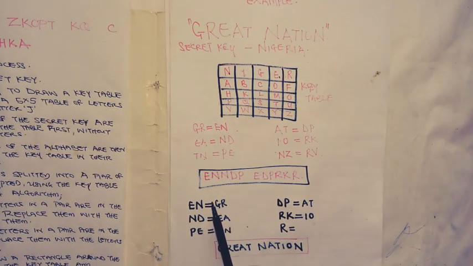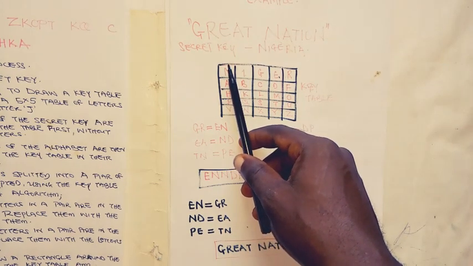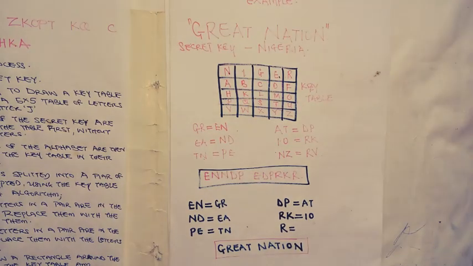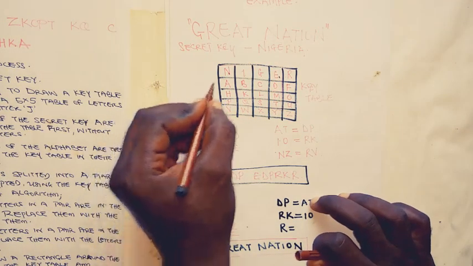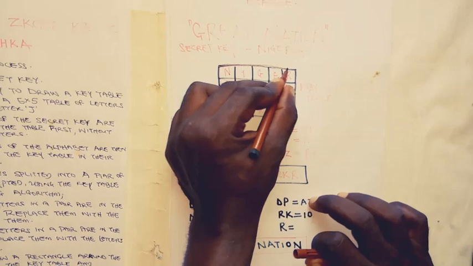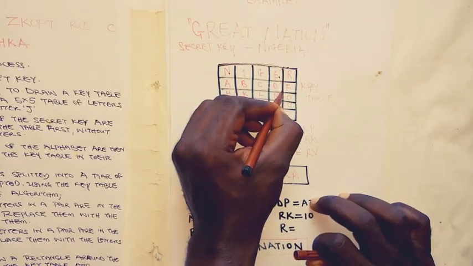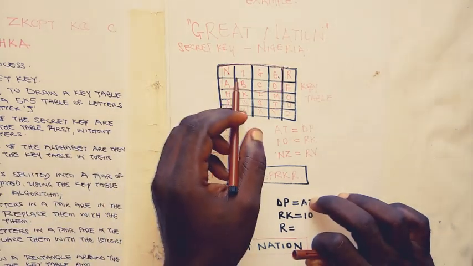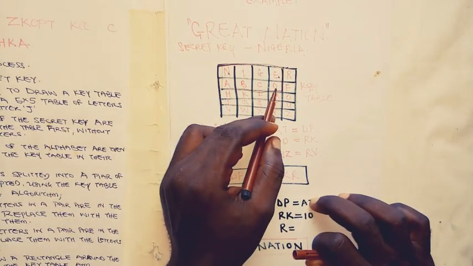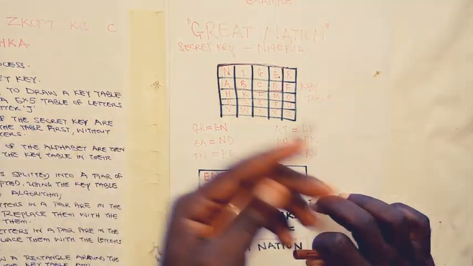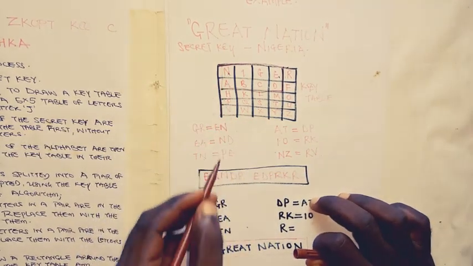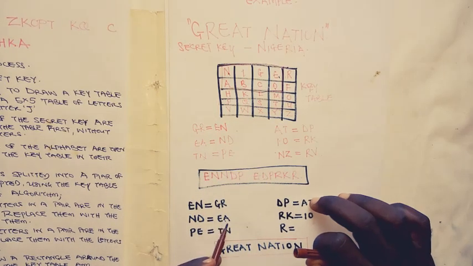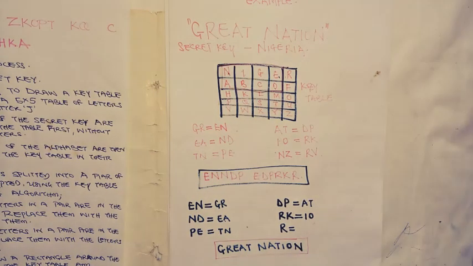For ND, I have N and D here. When I draw a rectangle around them, I have to choose the letters at the opposite angle. So for N it becomes E, for D it becomes A. I have E and A, and the same process follows.